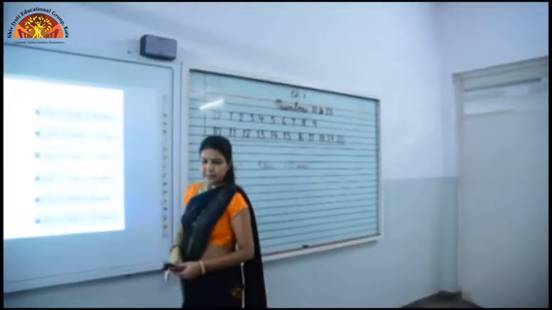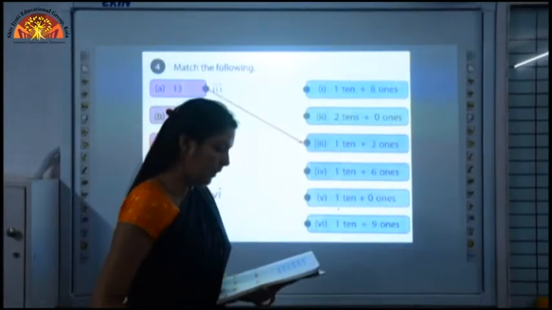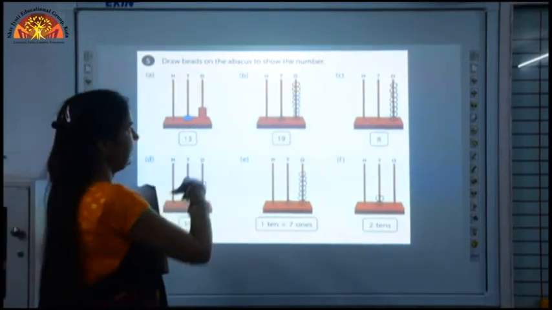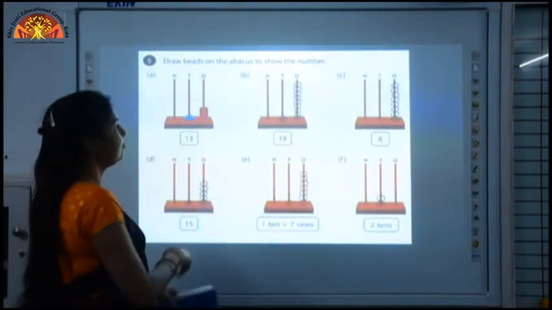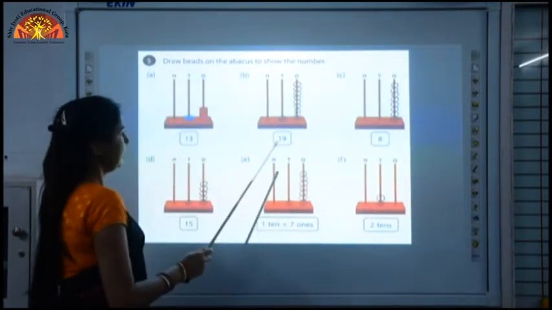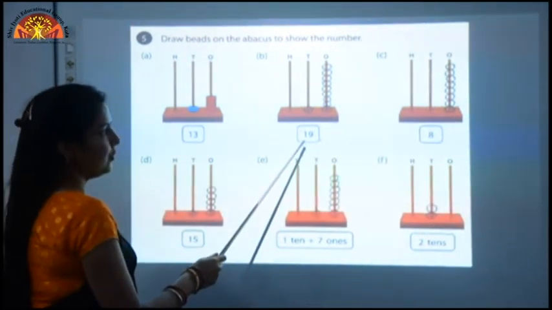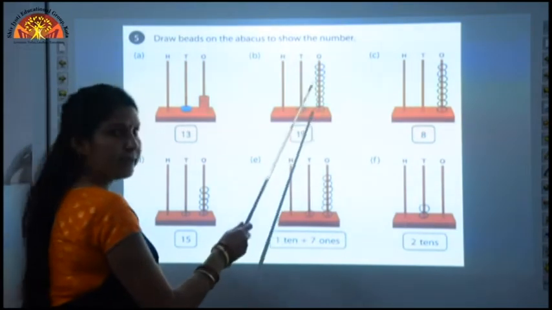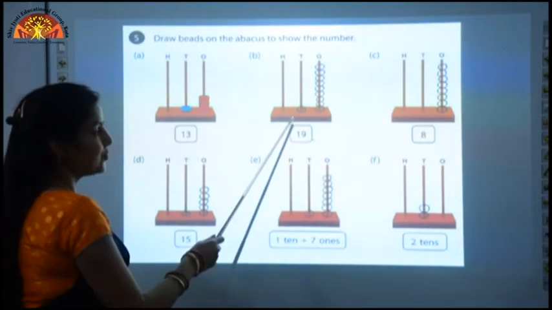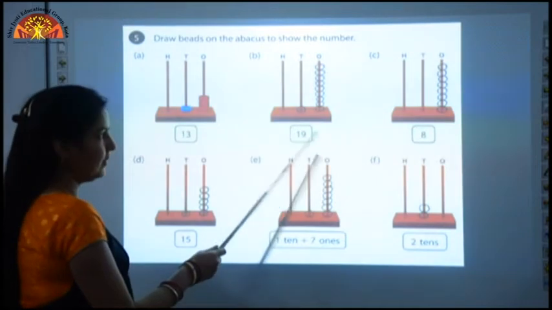Now, see the next question. This is question number 5. Draw beads on the abacus to show numbers. Here abacus are given. So, what you have to do? You have to draw the beads according to their numbers. Here 1, 9, 19 is written. So, first of all we will draw 9 beads at ones place, and here 1 is at tens place. So, we will draw 1 bead at tens place. I hope you have understood.